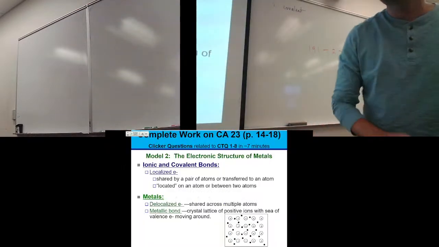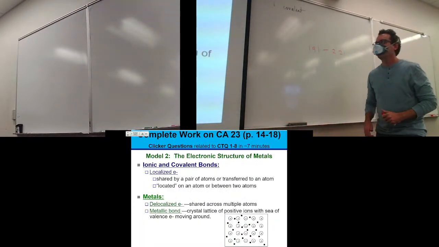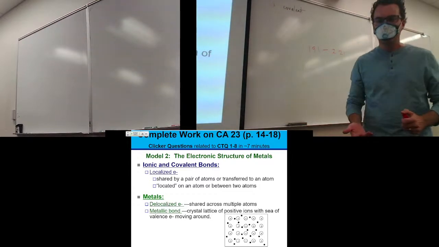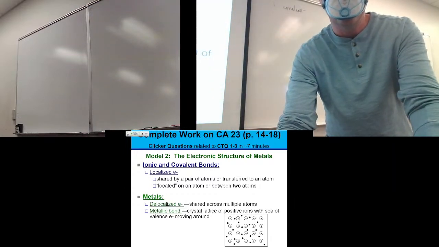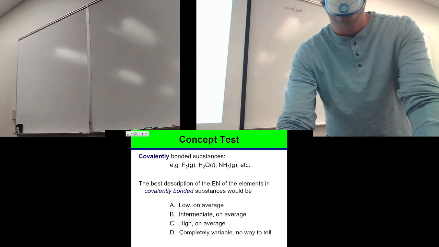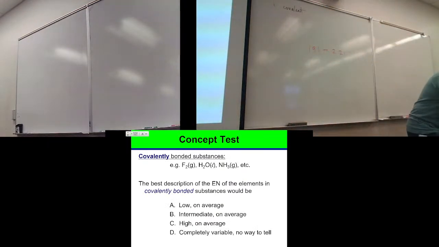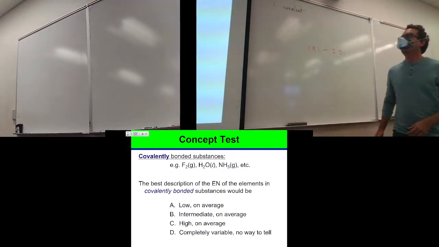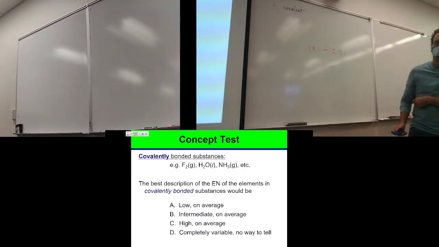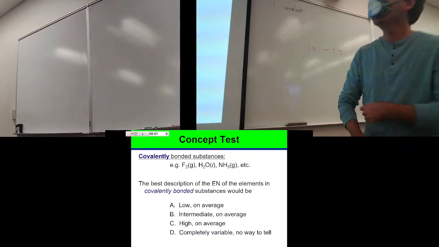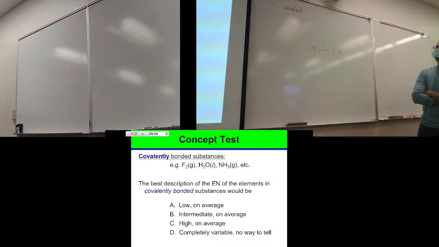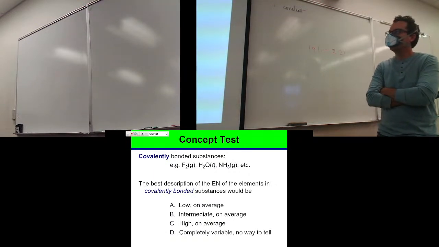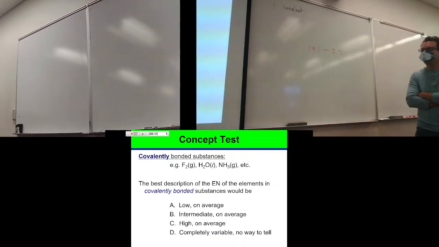Okay. So this is a little bit of an intro to the next topic. Understanding how to think about elements and their properties via electronegativities. So let's switch gears. Oh, before we do that, let's talk about bonding. If you were talking about covalently bonded substances, how would you describe the electronegativity of the elements in any generic covalently bonded substance? Would you say they're low on average, intermediate, high on average, or just variable?